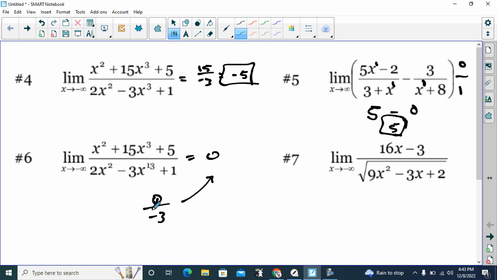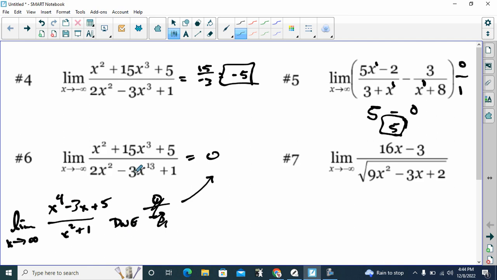We didn't have one that looked like this, but if the degree is bigger on the top than it is on the bottom, as x goes to infinity or negative infinity, this limit does not exist. Highest power of x anywhere is 4, so we do 1 divided by, I don't have any x to the fourths on the bottom, 1 divided by 0 does not exist.